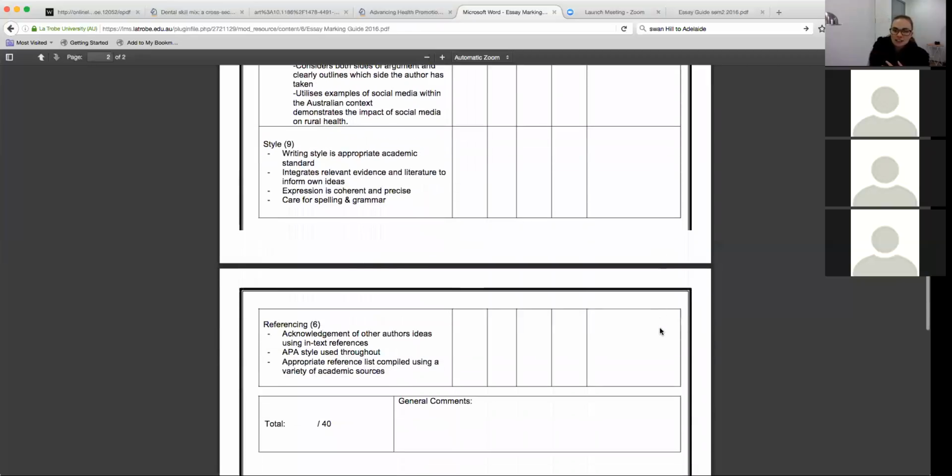Then, you get 9 marks for how it's written. So this is grammar, spelling, all the things that we normally do within essays, making sure that it flows, that it's an appropriate academic standard. This is an essay, so we'd expect to see no headings, really clear topic sentences, signposting to the reader what this paragraph is going to be about.